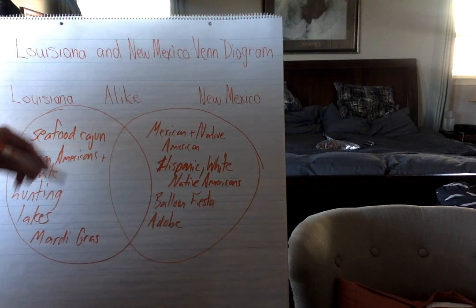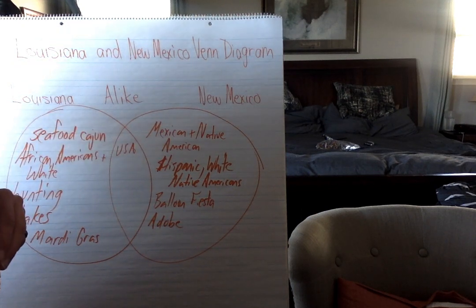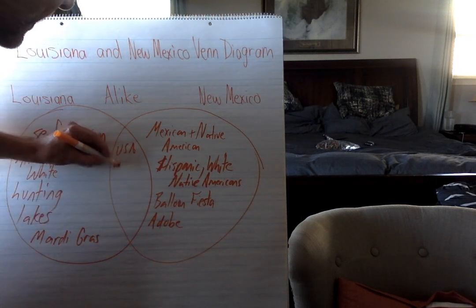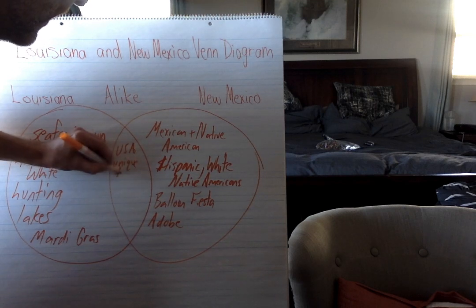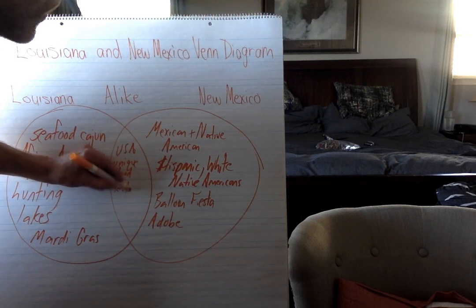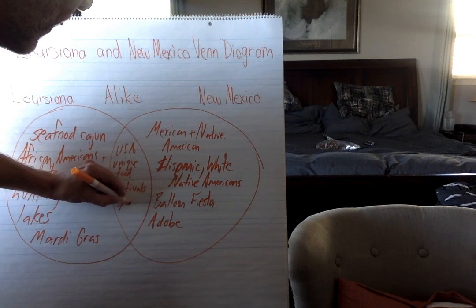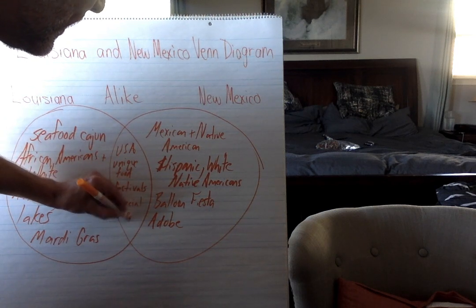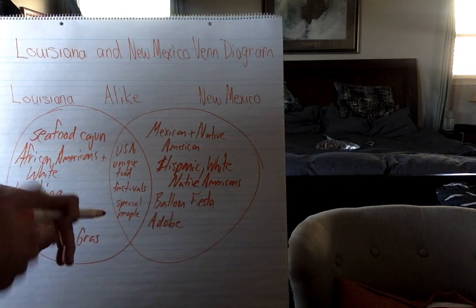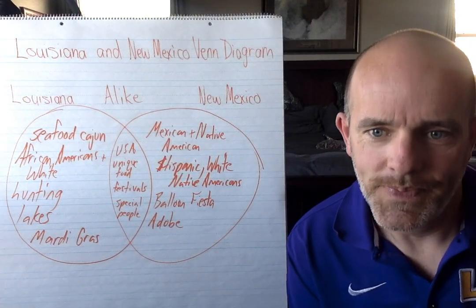And I think, well, first off, they're both states in the USA. That's kind of cool. They have unique food. There are festivals. Not all states have festivals. And there are special people. That's what we have in common. So there you have it, a Venn diagram about Louisiana and New Mexico.